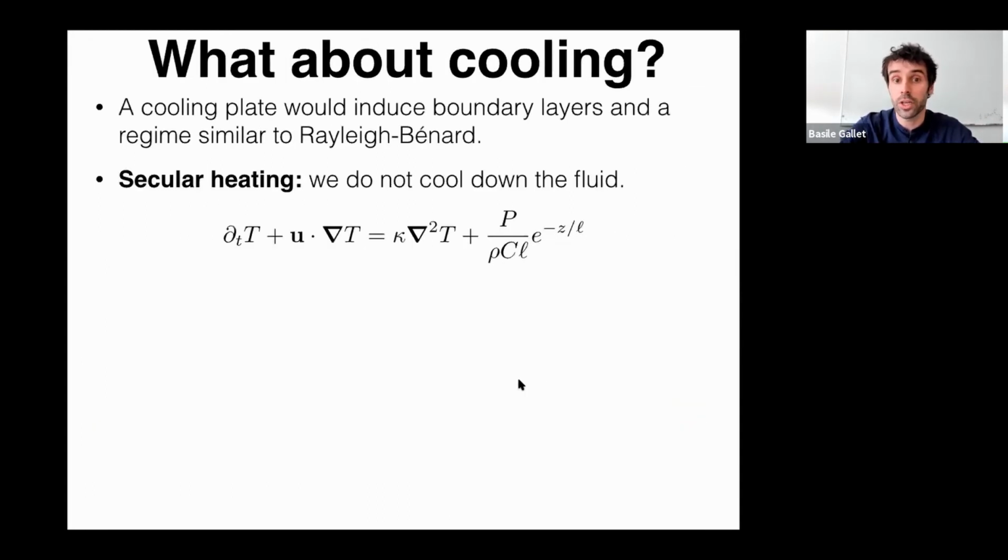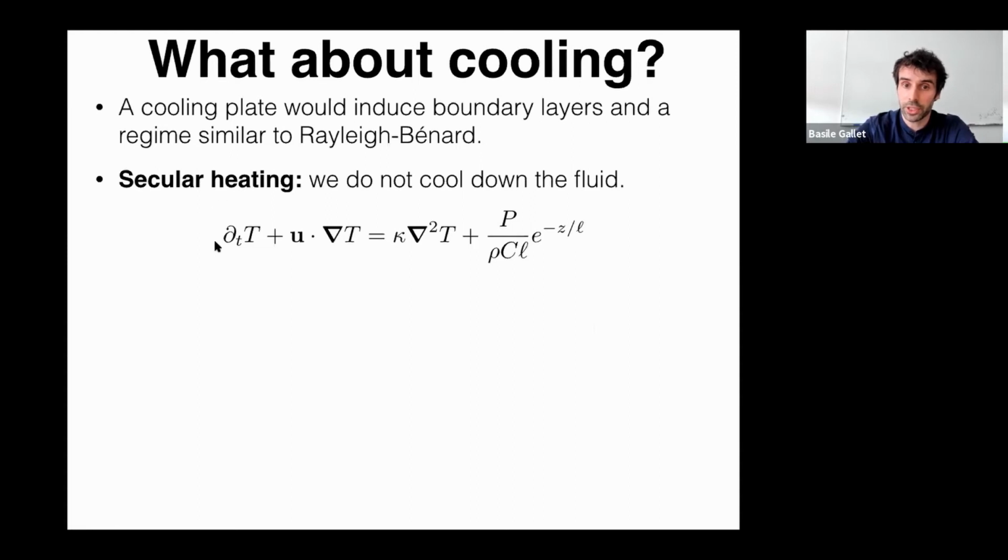But there's one trick. I haven't told you how I'm going to cool down the fluid. The reason is that we don't want to cool down the fluid with a solid plate, because in that case we would have a boundary layer near the solid plate, similar to the Rayleigh-Benard geometry. That boundary layer would throttle the heat flux. So instead, we decided to not cool down the fluid. So what happens in a convection experiment if you have insulated boundaries and you do not cool down the fluid?